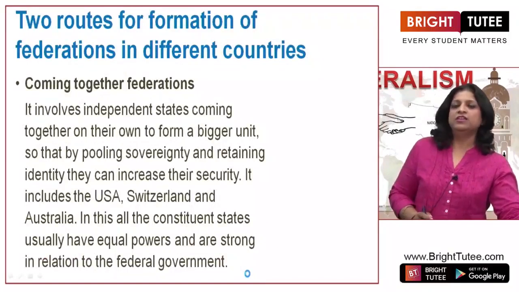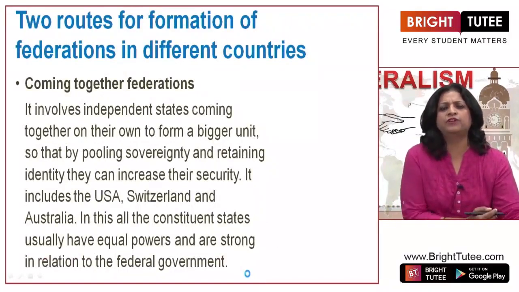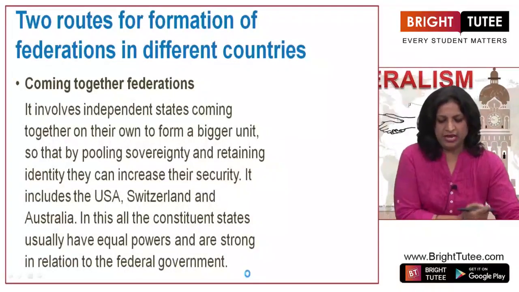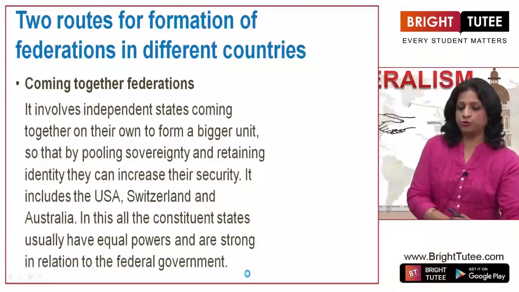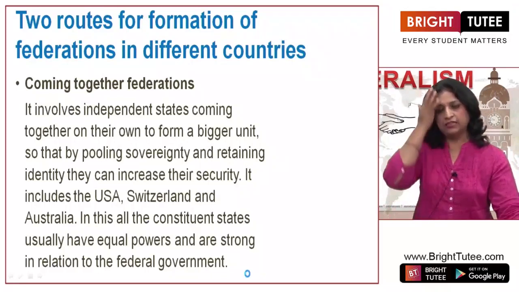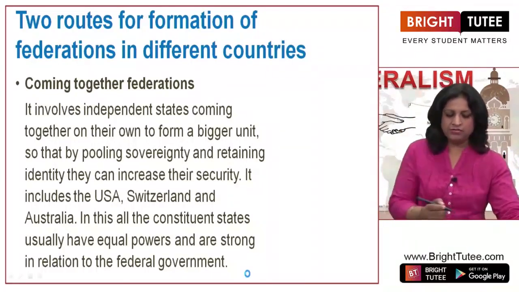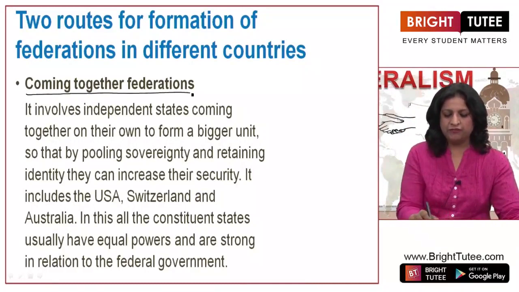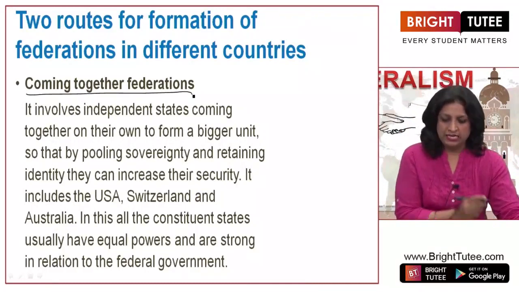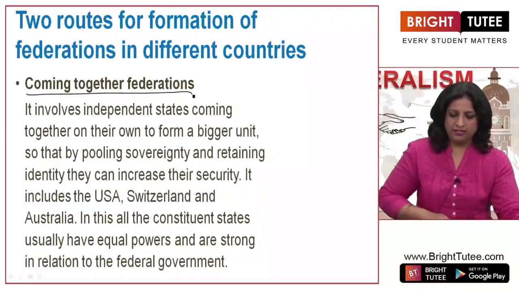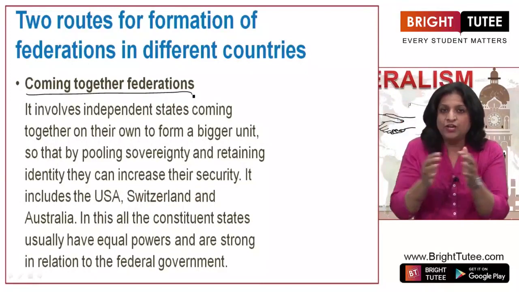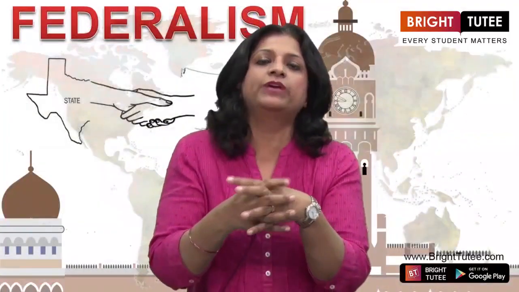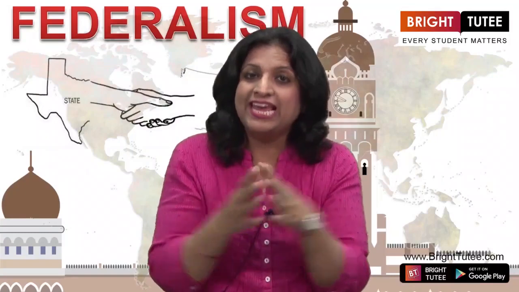Now different countries have different forms of federalism, different routes of federalism adopted in their own country. There are 2 types or 2 routes of federations in different countries. So first we'll discuss coming together federation. Now what is coming together? See the meaning, when everybody comes together. But here, who are actually coming together? These are nothing but the states.